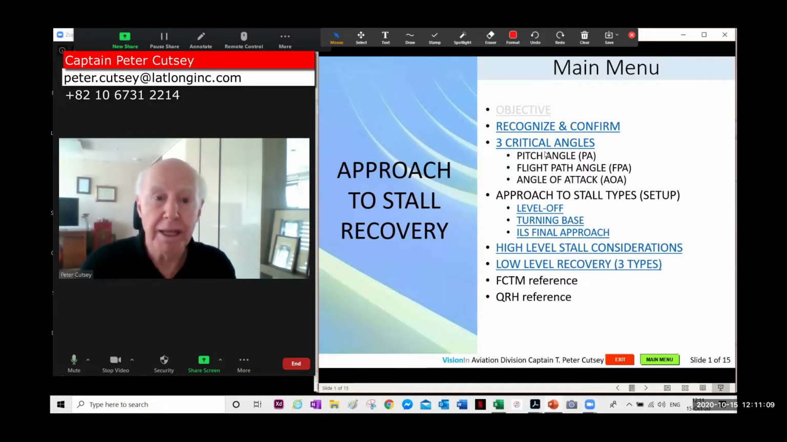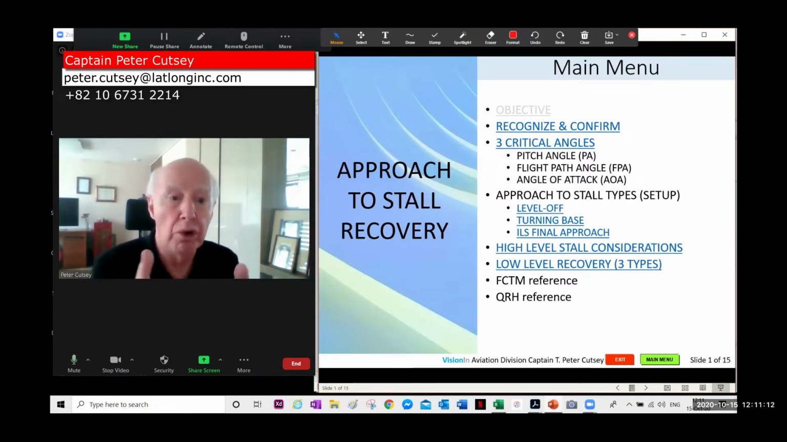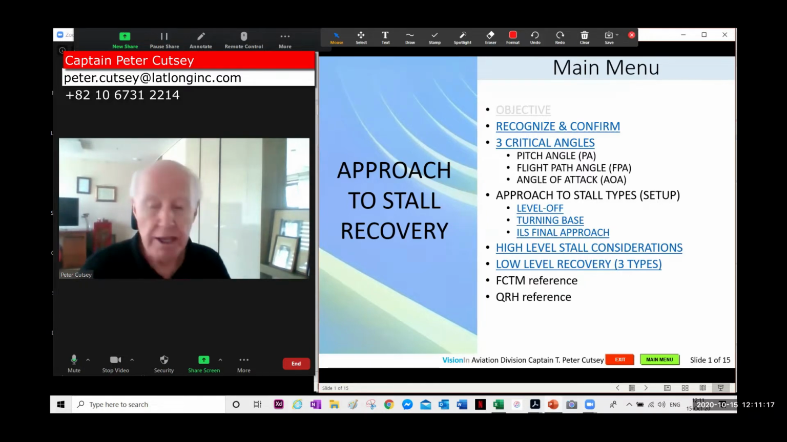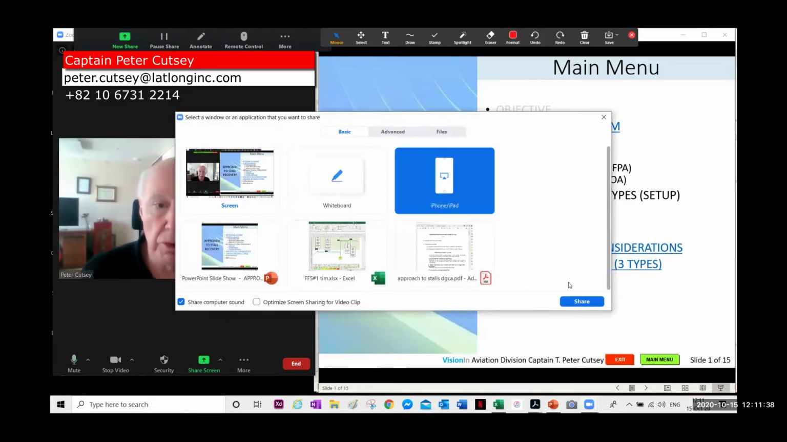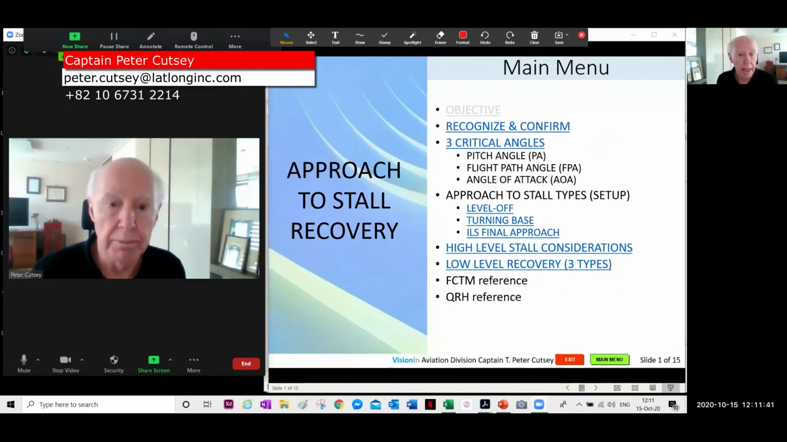So before we get into more information on what we would do in the lesson, I want to speak about three critical angles, which are the pitch angle, flight path angle, and angle of attack. Two of these are not really understood by most people, so let me stop sharing my screen here just for a moment. We're going to go to my iPad and we'll have a look at that.